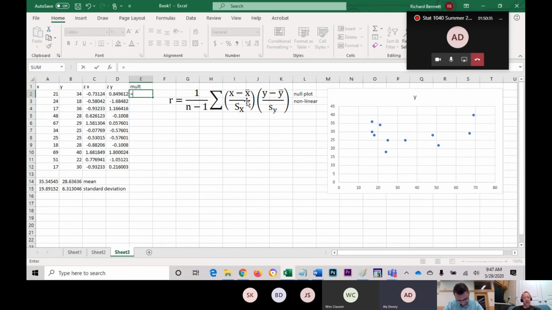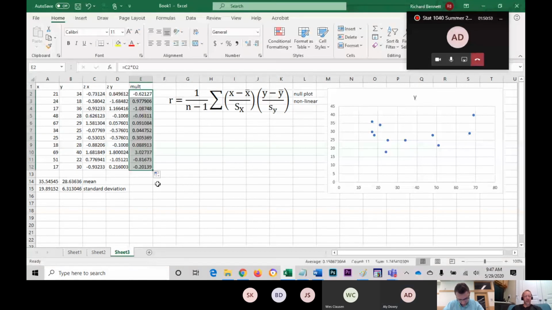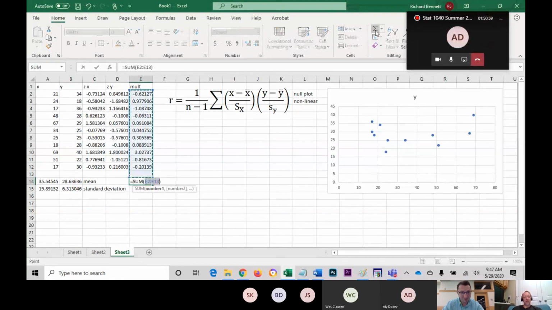So you're multiplying the C2 and the D2. Yeah, so the negative 0.73 times the positive 0.849. Okay. And we're going to do that a bunch of times. And then you find the sum for all of them. And you find the sum. Okay. So now you're greedy and you did 2 steps. That's good. All right, so we'll find our sum.